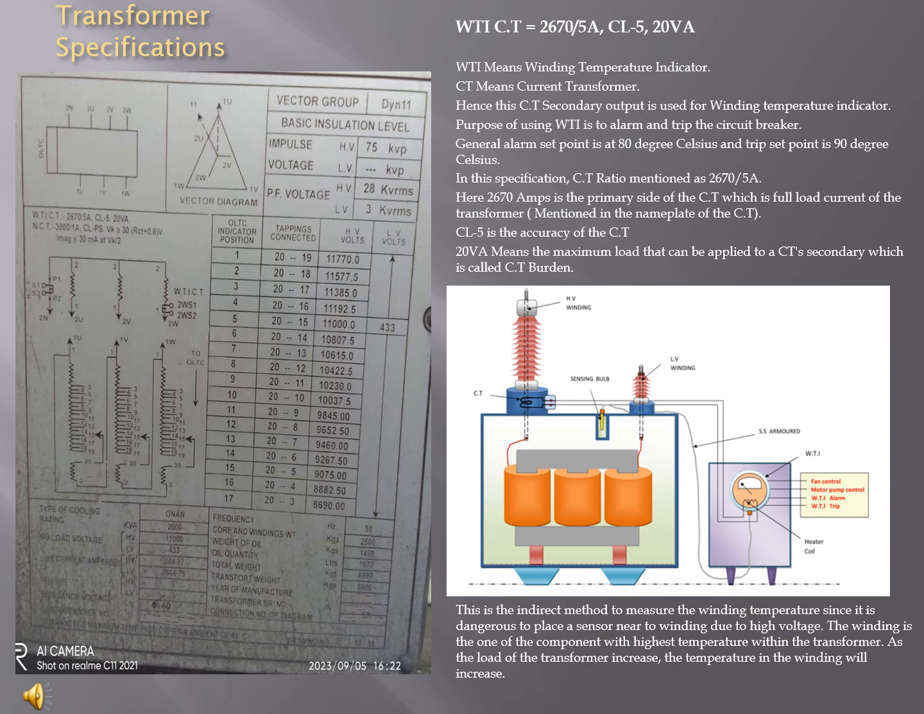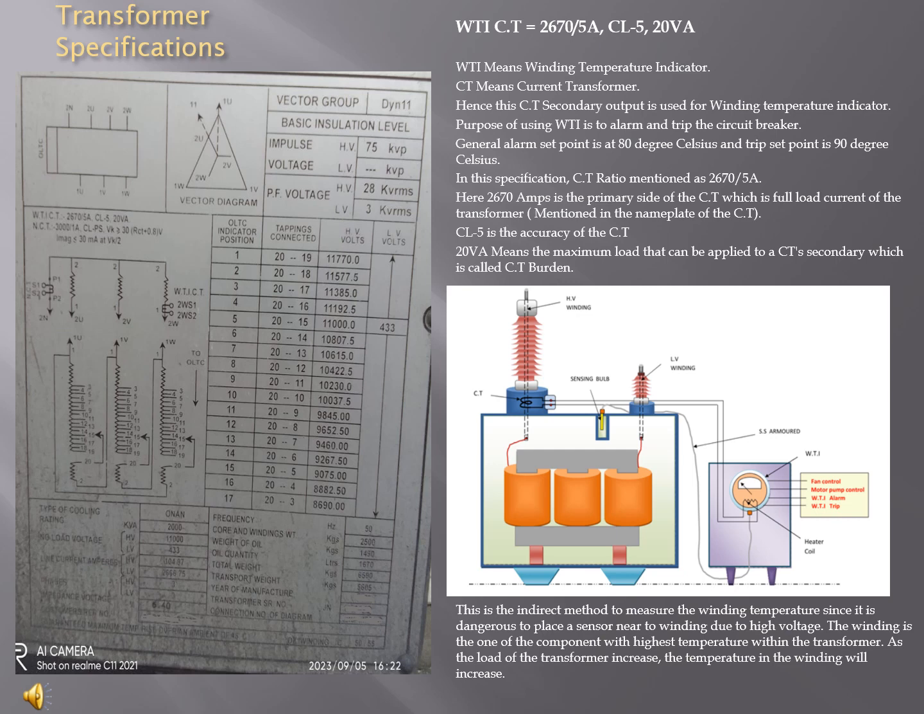Let's see the transformer specification. We will discuss the point WTI CT, which is mentioned as 2670 by 5 amps, class 5, and the burden is 20 VA. So what is WTI CT? It's the winding temperature indicator current transformer. The purpose of using this winding temperature indicator current transformer is to alarm and trip the circuit breaker. It is the indirect method to measure the winding temperature, since it is dangerous to place the sensor near the winding due to the high voltage at the primary and secondary side.